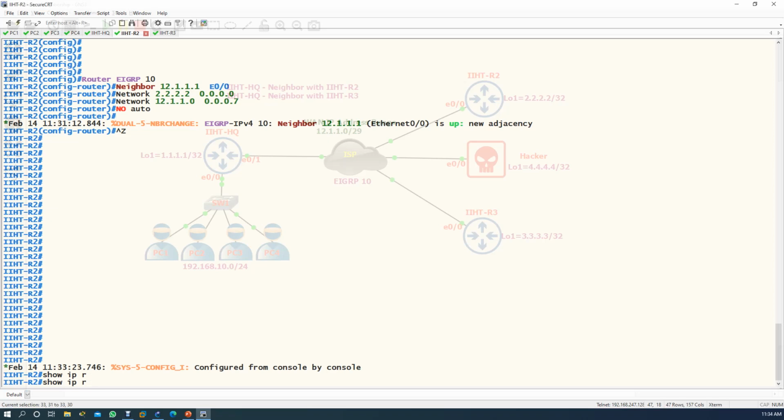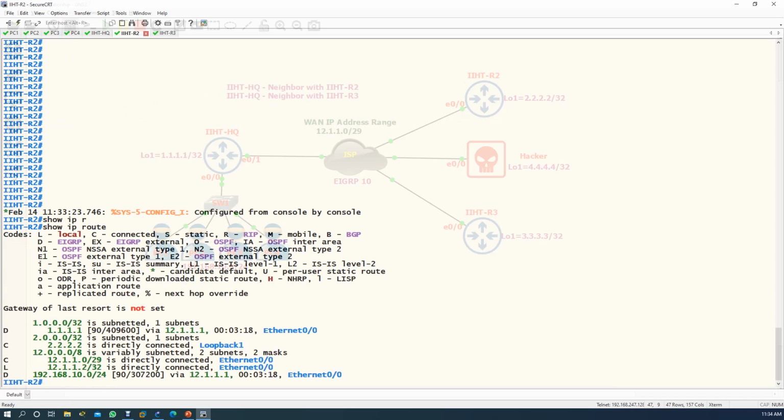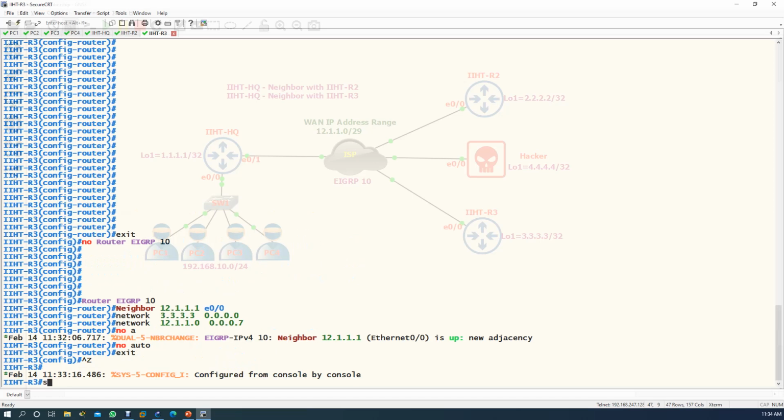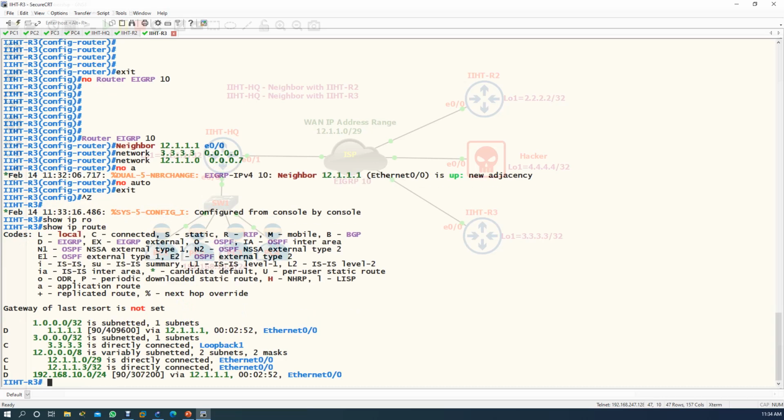Okay, so if I am coming on branch router R2, show IP route, see, you are getting 1, right? From headquarter. Your 2 is your own, right? And 10 you are getting from headquarter, no problem. But where is 3? This branch router 3, it's not there. Now come to R3. On the R3 branch router, 1 is there, 10 is there, but where is 2?